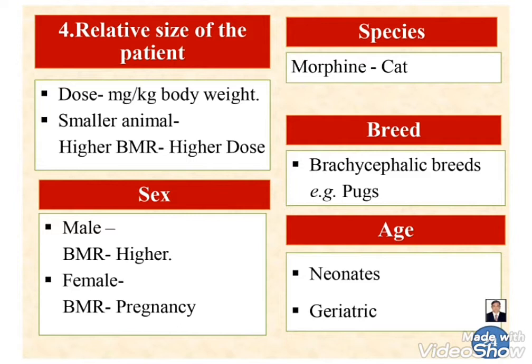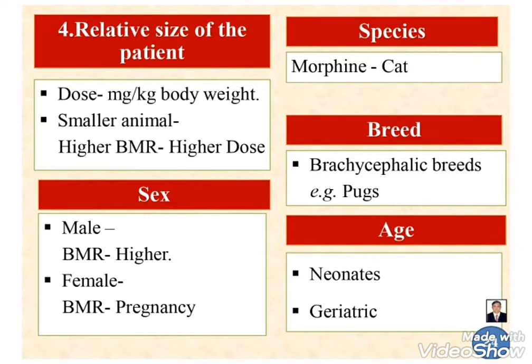The next point is the species. Species difference plays a vital role in anesthesia that may prevent the use of certain drugs. Certain drugs cannot be administered in certain species. For example, morphine is contraindicated in cats. If you give morphine in a cat, the cat is excited. So don't use certain drugs in certain species.